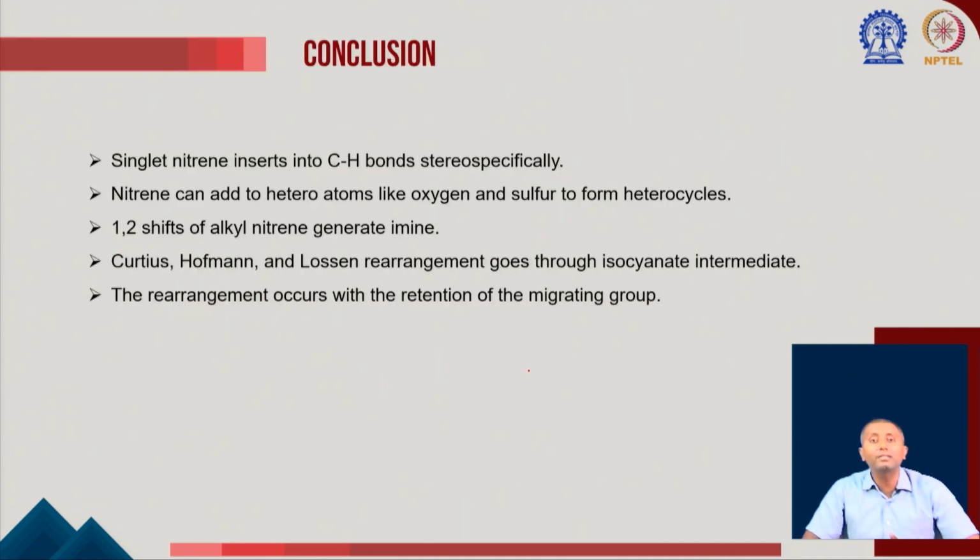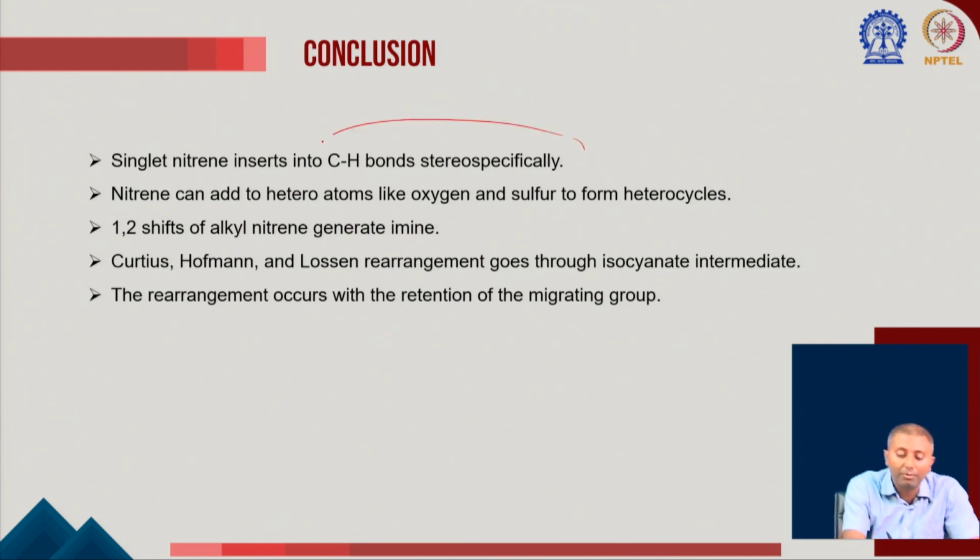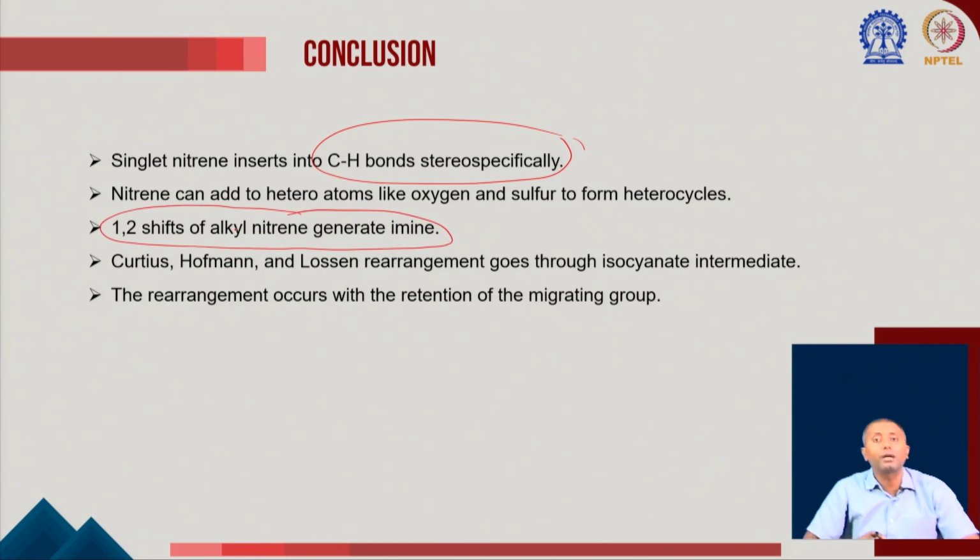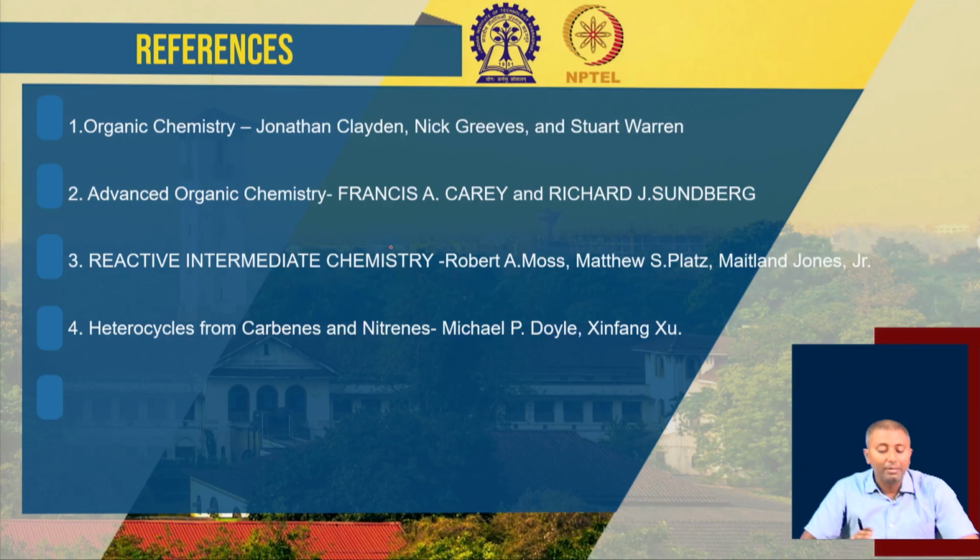So what we have learned in this part of the course is that singlet nitrene inserts into the CH bond. I talked about different insertion reactions, and then I talked about this 1,2 shift of alkyl and aryl, and then I talked about the Curtius, Hofmann and Lossen rearrangements. This is a very important topic, because you will see a lot of questions coming from this rearrangement. These are the references for this topic.